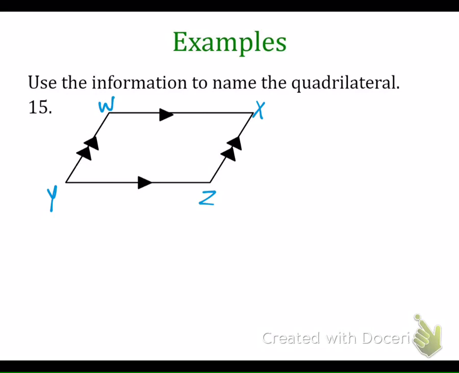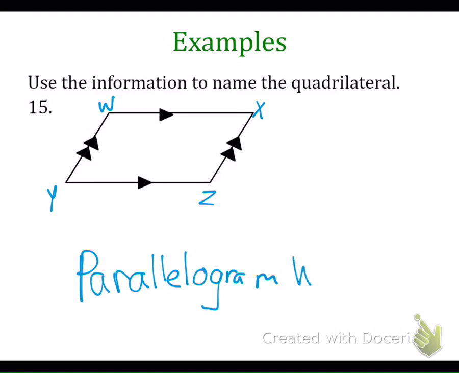Okay, so could this be a square? No, because the angles are not all 90 degrees. So could it be a rectangle? No, because the angles are not all 90 degrees. So is it a rhombus? Are all the sides marked congruent? No. So is it anything? So what do you think we should call this? We're just going to call it parallelogram. Because opposite sides are congruent. So parallelogram WXYZ.